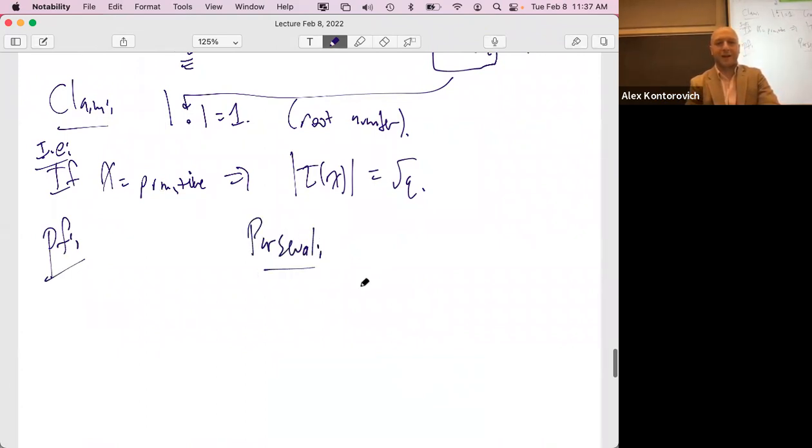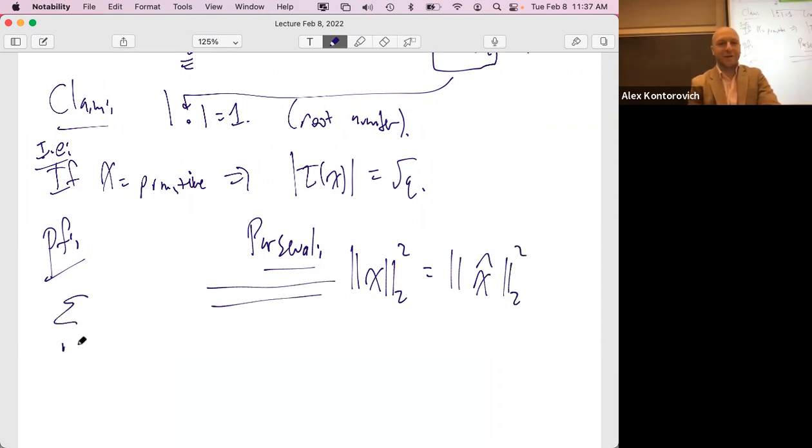says that the L2 norm of chi squared is the same as the L2 norm of its Fourier transform. The L2 norm of chi squared is the sum over r mod q of chi of r norm squared. But of course, this is non-zero only when r is prime to q. And when r is prime to q, the absolute value is 1. So this is just phi of q.